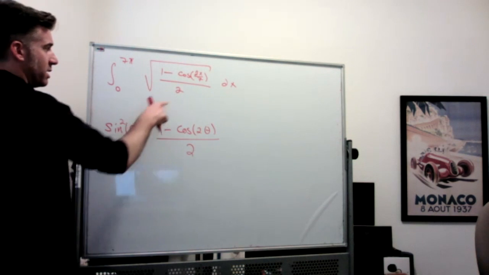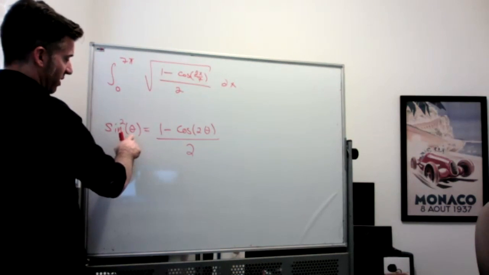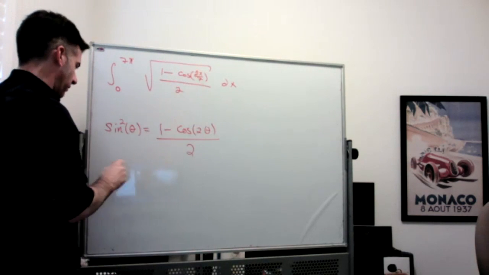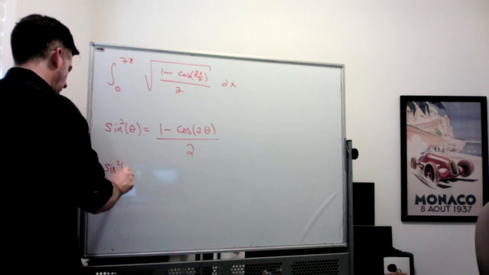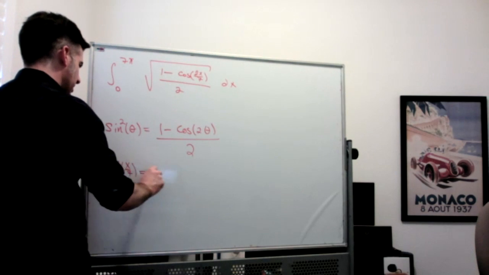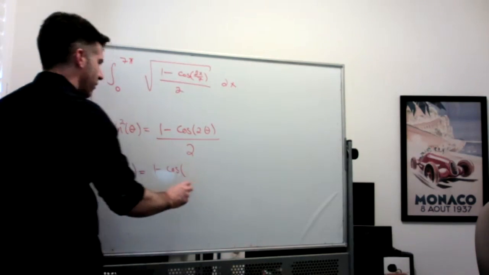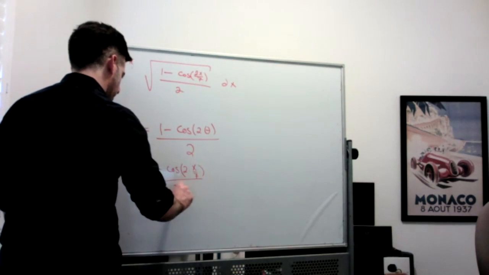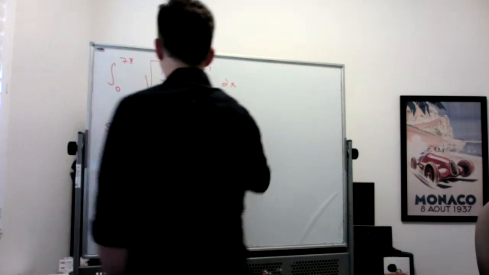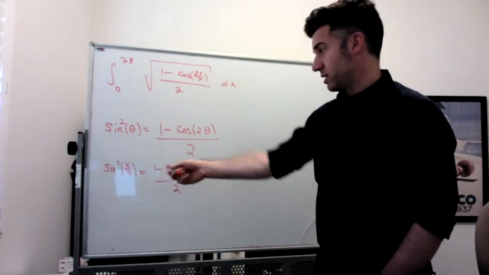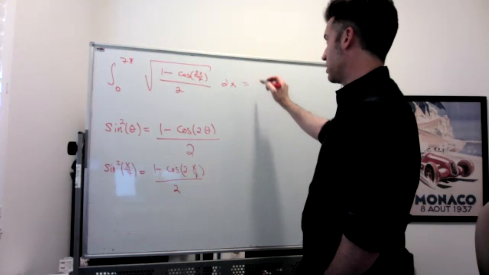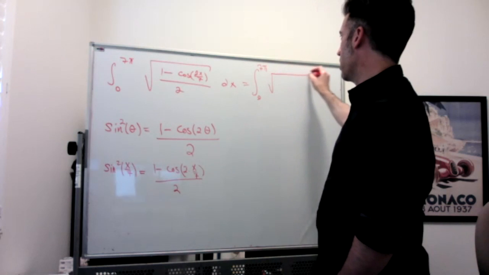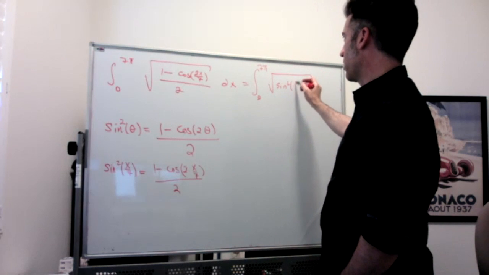So I'm going to replace my angle theta with x over 7, so that my 2 theta is 2x over 7. So sine squared of x over 7 is equal to 1 minus cosine of 2 times x over 7, all over 2. Great, I can replace what's inside the square root here with sine squared of x over 7. So I'm going to get the integral from 0 to 7 pi of the square root of sine squared of x over 7.